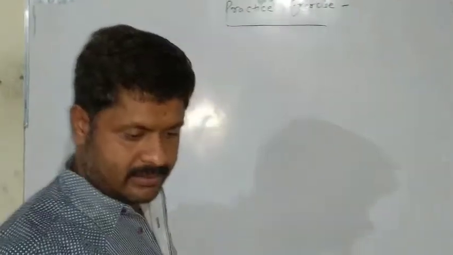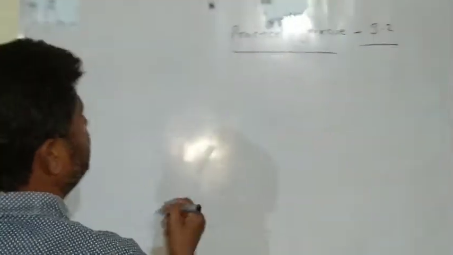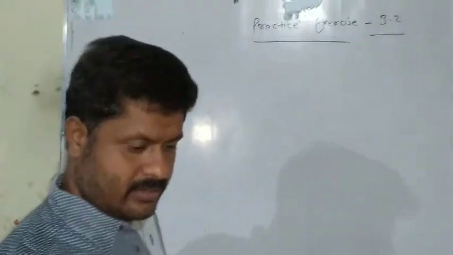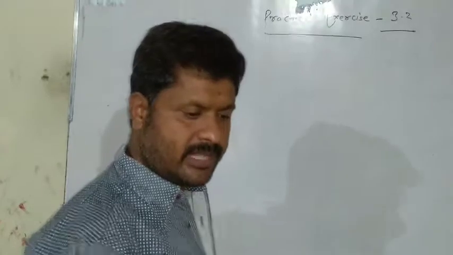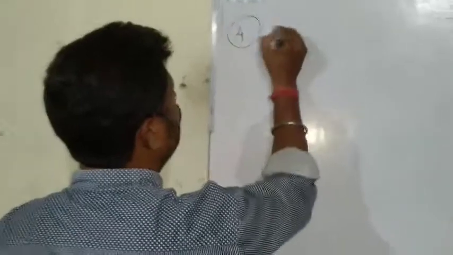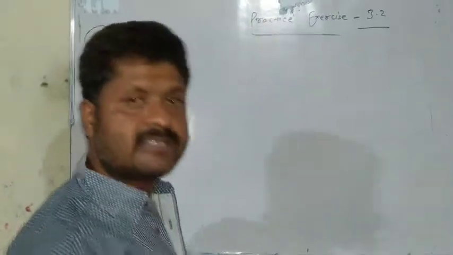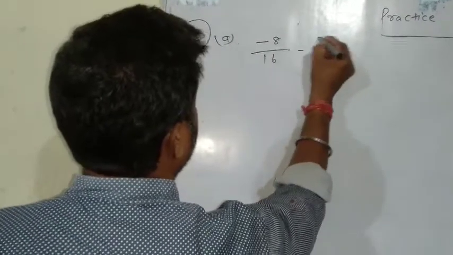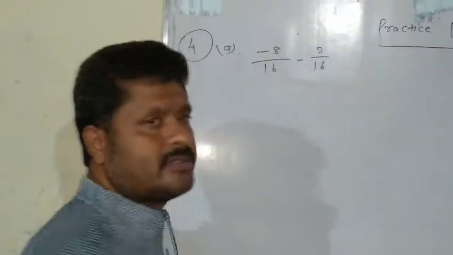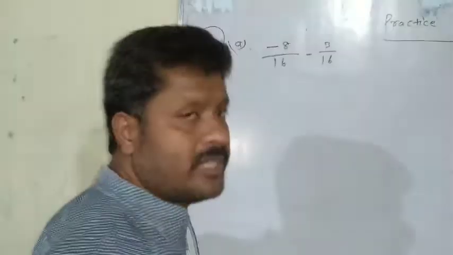Practice exercise 3.2. Question number 1 is addition. Question number 2 is addition. Question number 3 is additive inverse. And question number 4, subtract the following. That means question number 4, subsection 1, A, 3 by 16 from minus 8 by 16. I think you solve this question.